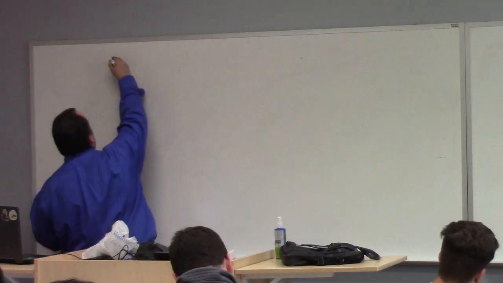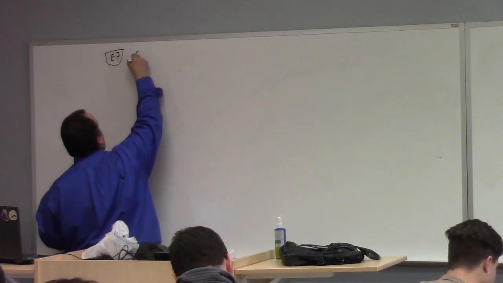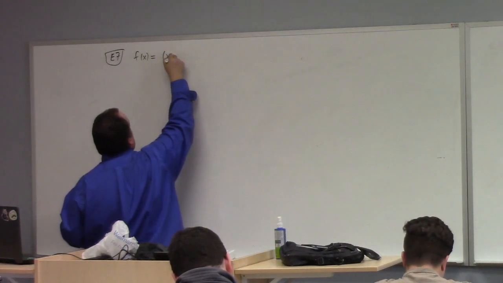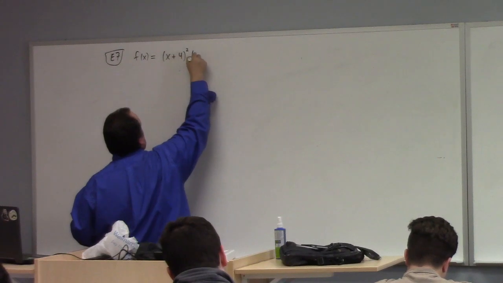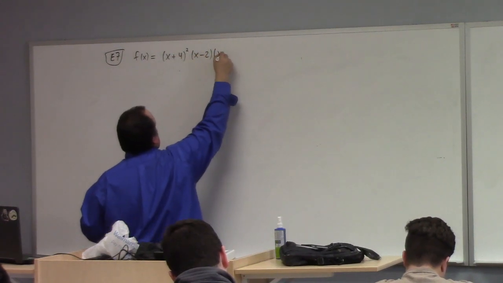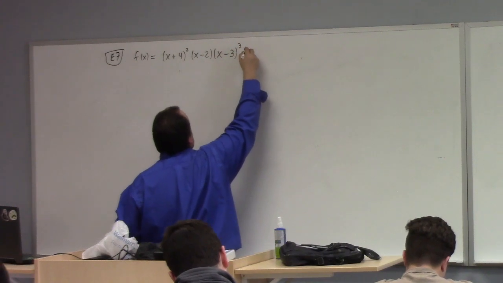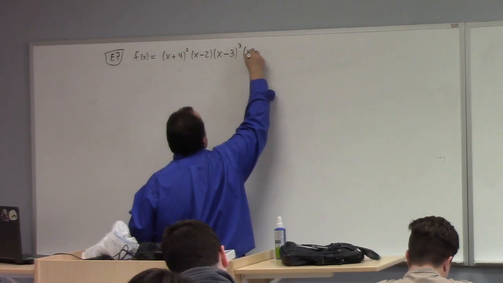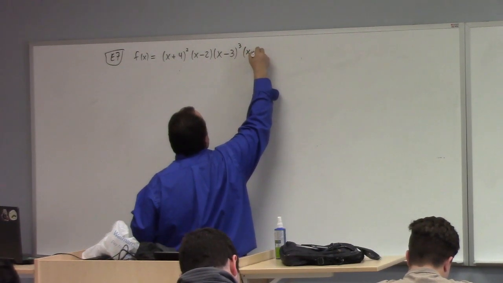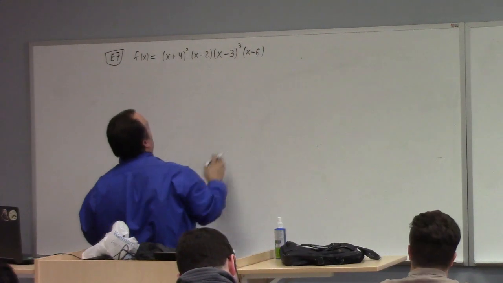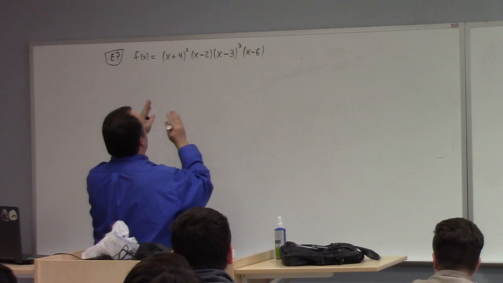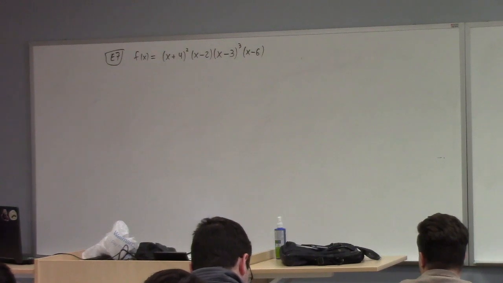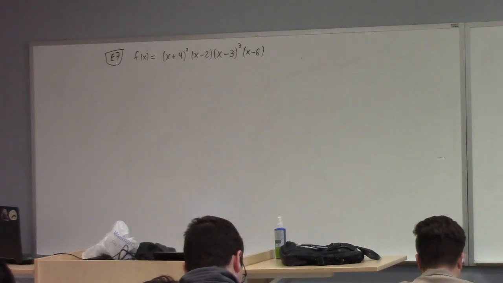So example 7, let us suppose we have f of x is equal to (x plus 4) squared times (x minus 2) times (x minus 3) cubed times (x minus, I don't know, 6). Let me count things here: 4, 6, 7. Okay, that's good. Now here, what's the degree of f of x?